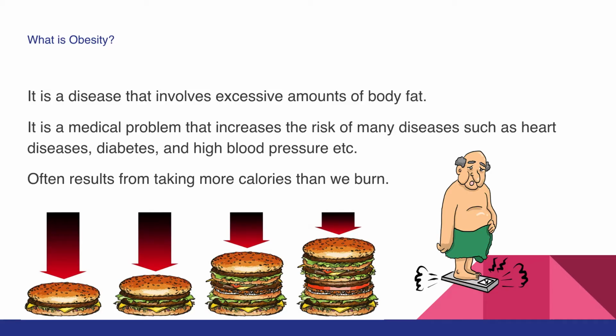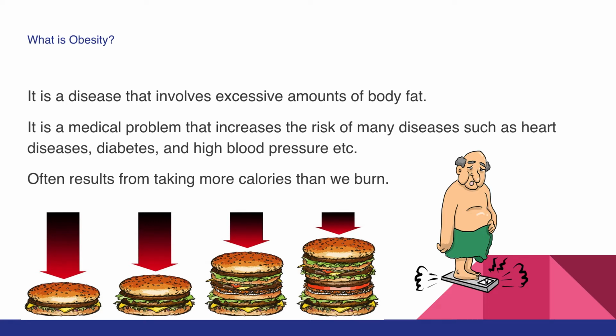So, what is obesity? It's a disease that involves excessive amounts of body fat. It is a medical problem that increases the risk of many diseases such as heart disease, diabetes, and high blood pressure, etc. So, in this picture, you can see if you eat one burger, two, three, and four, the amount of junk food you eat, that's how you get obese. It often results from taking in more calories than we burn.